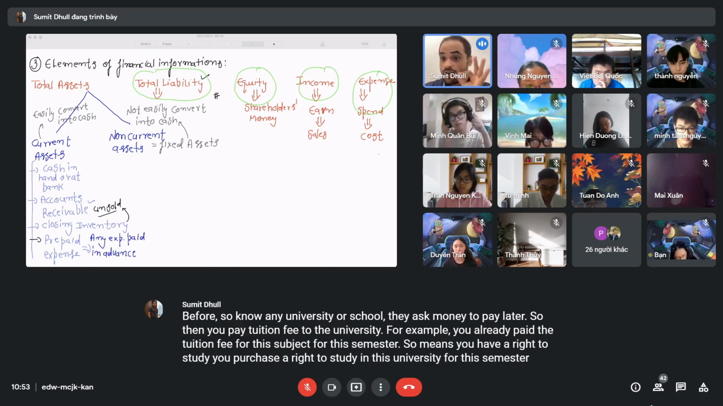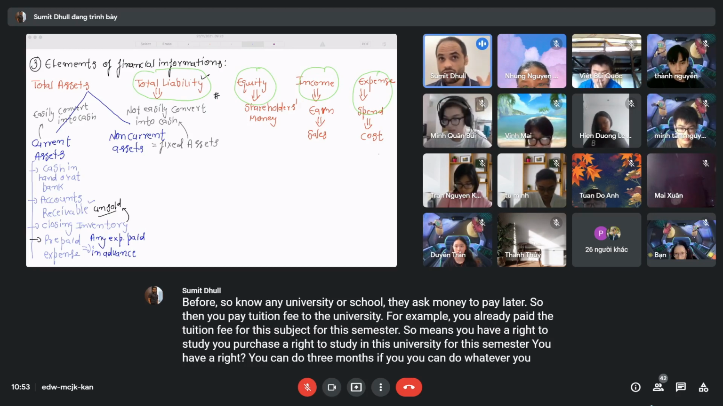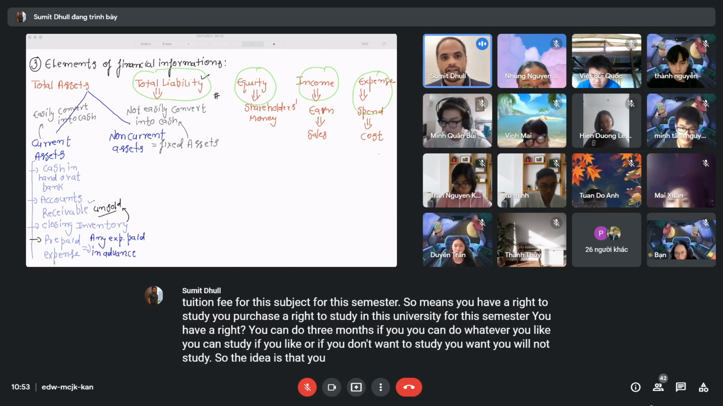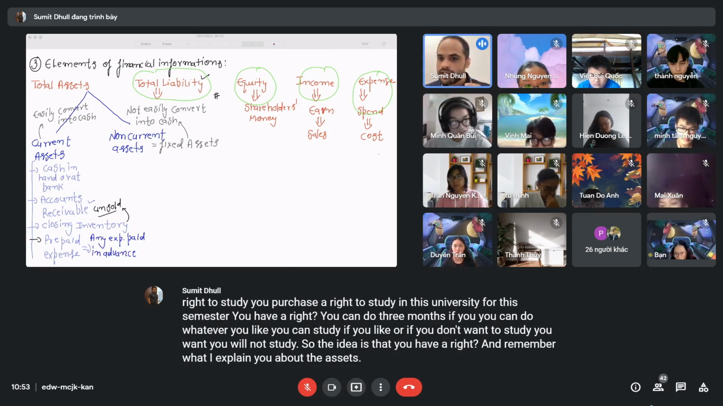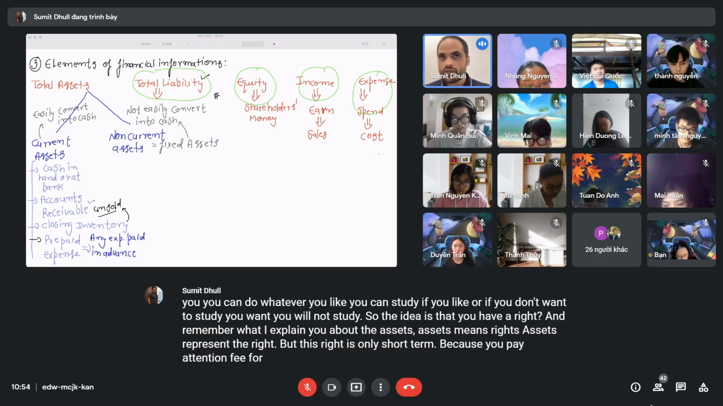You purchase a right to study in this university for this semester. You have a right. You can study if you like, or if you don't want to study, you will not study. So the idea is that you have a right. And remember what I explained you about the assets. Assets means rights. Assets represent the right, but this right is only short term, because you pay tuition fee for 1 semester. You never pay tuition fee for 5 years or 4 years.